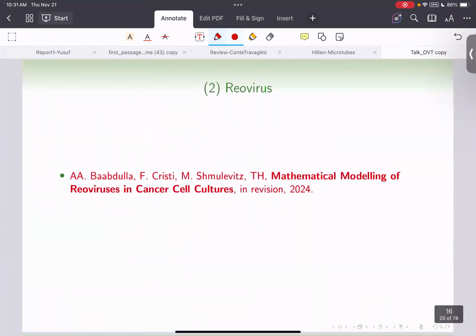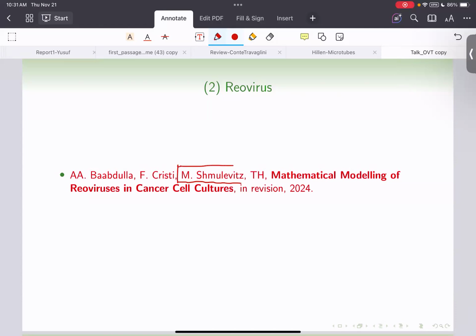Okay. So now let's come to the reovirus. In Edmonton, we have a lab by Maya Shmulewicz in the Li Ka Shing Virology Institute. And she asked me if we can help her to analyze some experiments and some data. And the idea is to create a reovirus, which is highly efficient as an oncolytic virus.